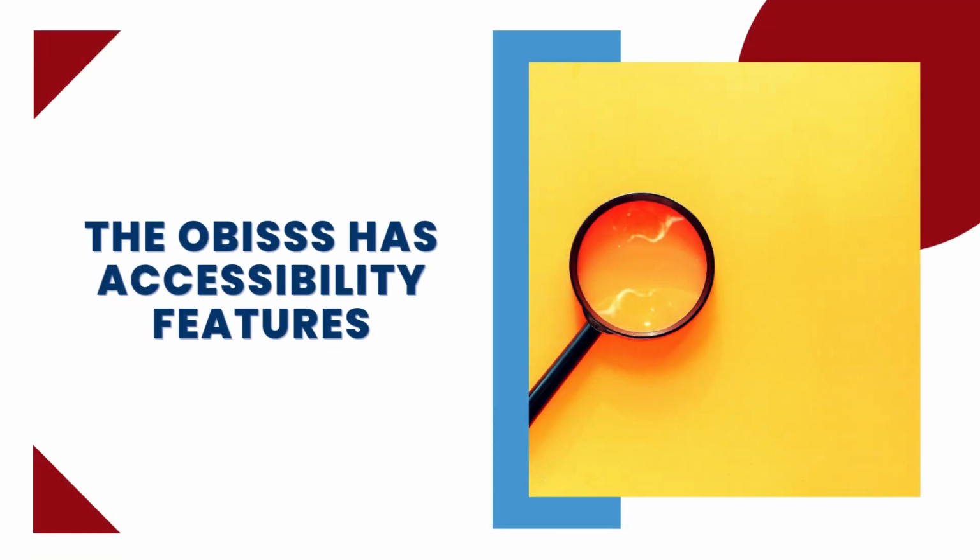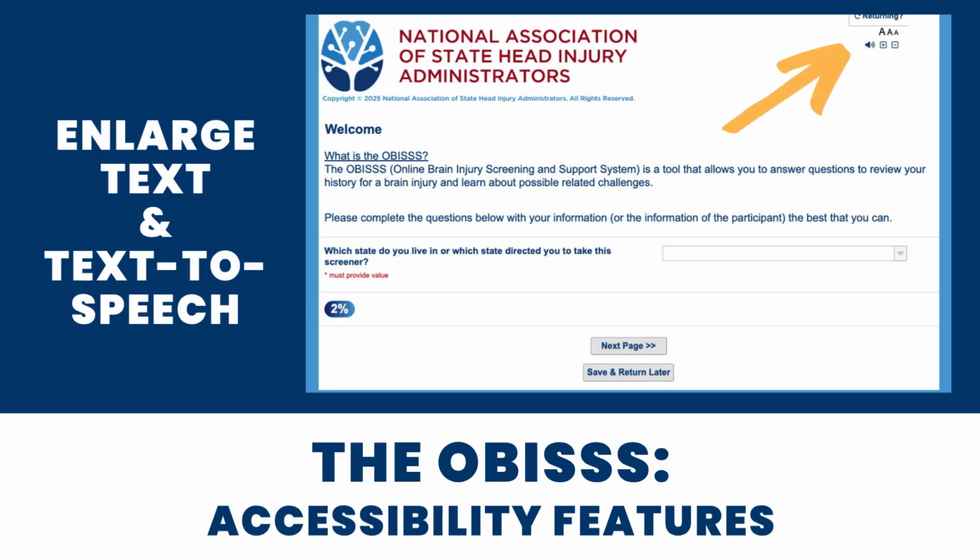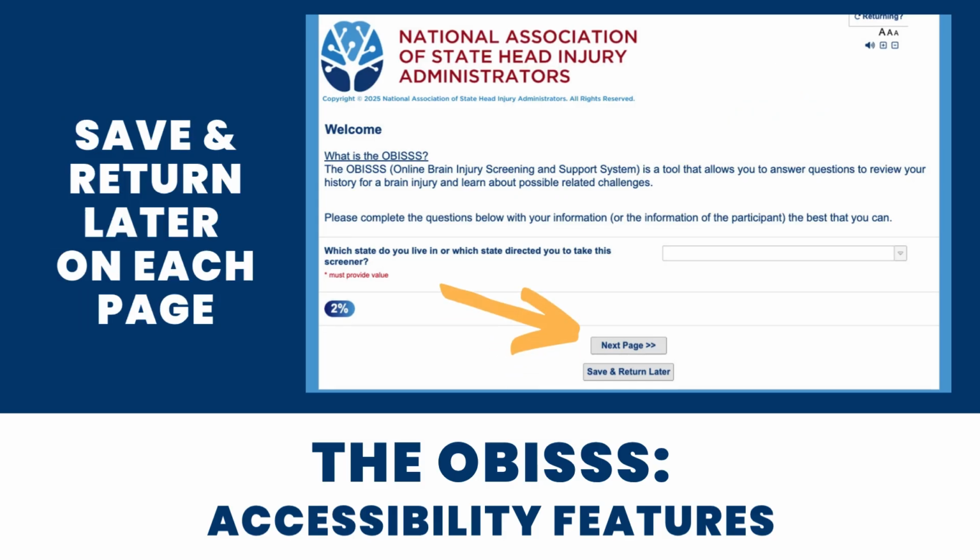The OBISSS has accessibility features. In the top right corner, you can enlarge the text by choosing plus, and you can also choose text-to-speech by choosing the speaker image. In the bottom of each OBISSS page, there is a Save and Return Later feature. This allows you to save all the information that you have inputted to the OBISSS at this point. The OBISSS will give you a link and a code and instructions on how to access your saved copy.